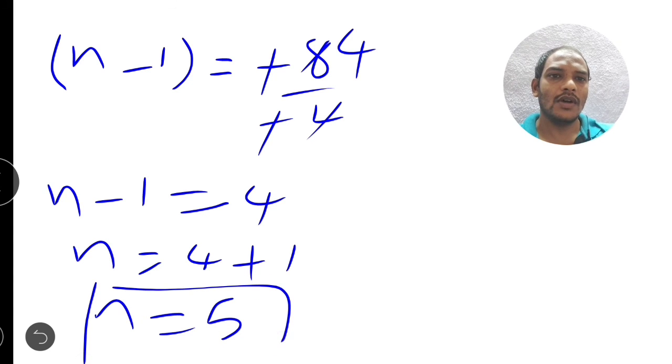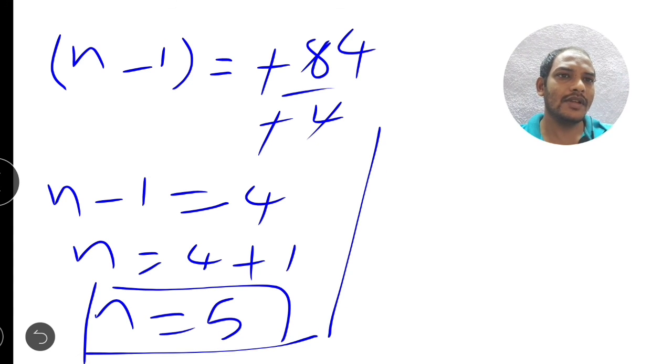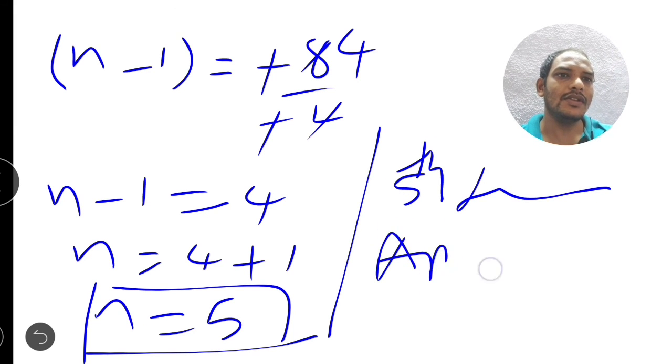So the fifth term of the AP, your conclusion is very important: the fifth term of the AP is 0.